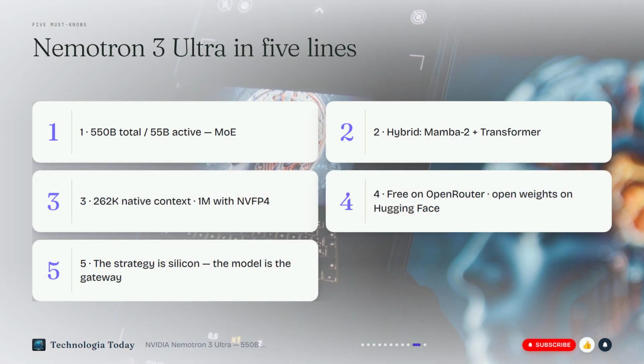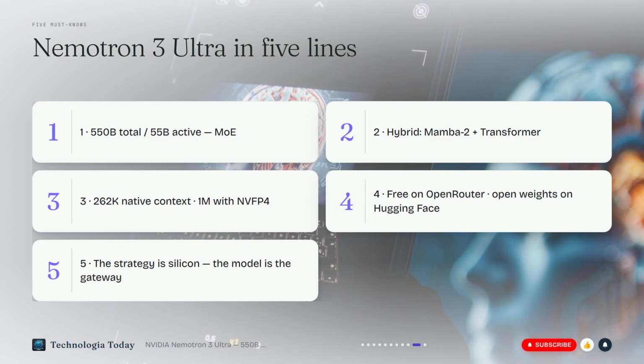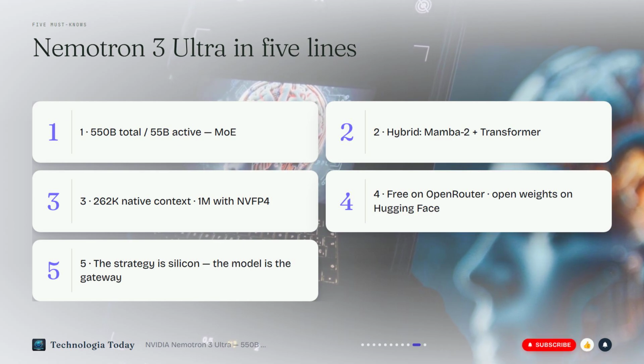5 things to remember. 1. 550 billion total parameters, 55 billion active per token, a mixture of experts. 2. Hybrid architecture, Mamba-2 state space plus transformer attention. 3. 262,000 tokens of context natively, up to 1 million with NVFP4 quantization. 4. Free to try on OpenRouter, weights on Hugging Face under NVIDIA's Open Model license. 5. NVIDIA's strategy is the silicon underneath, the free model is the distribution layer that feeds the GPU business.